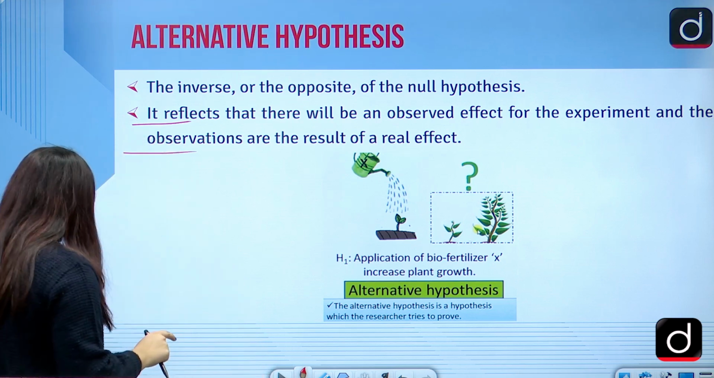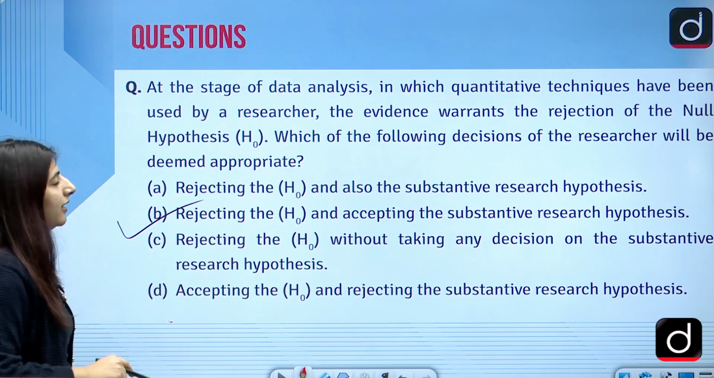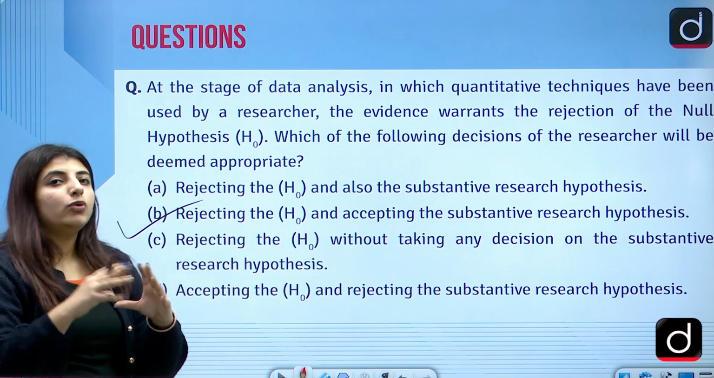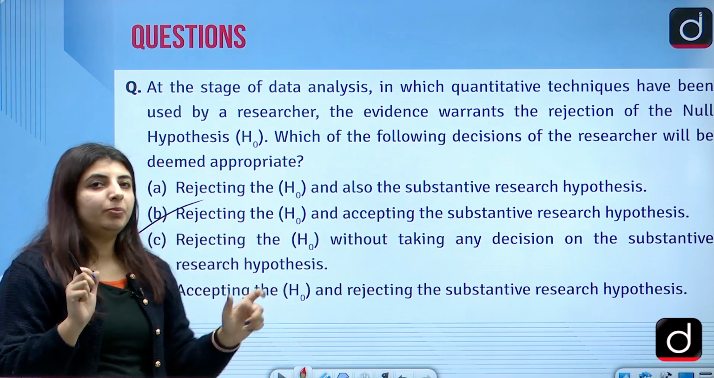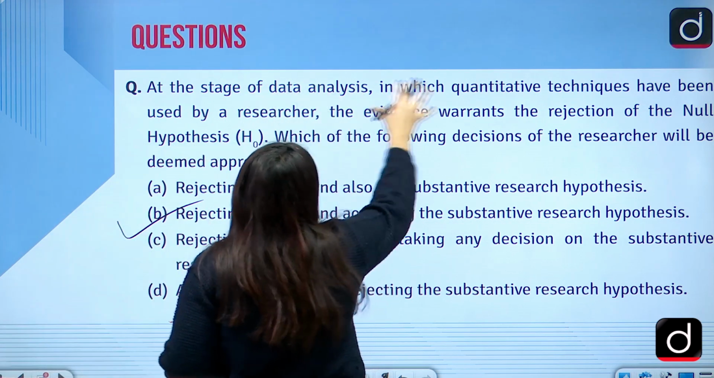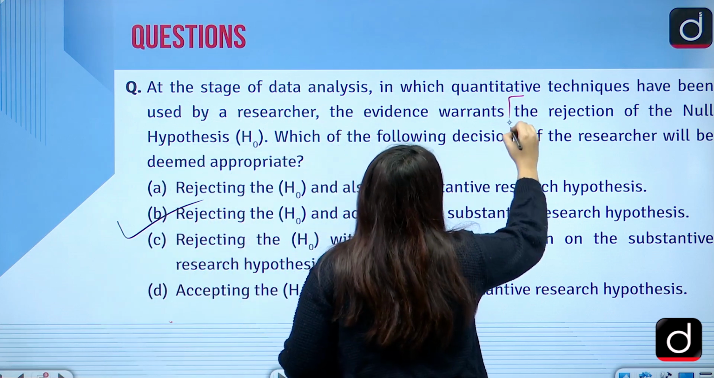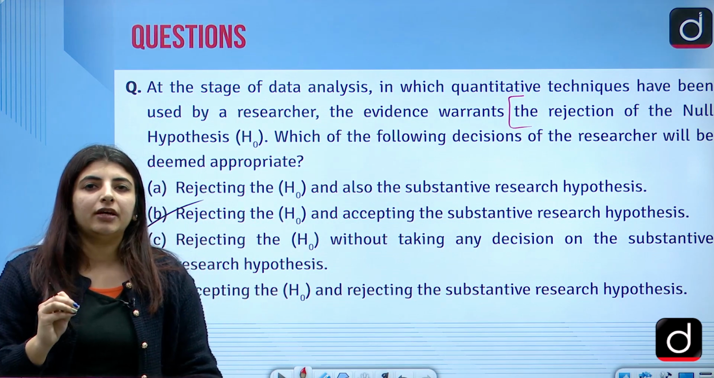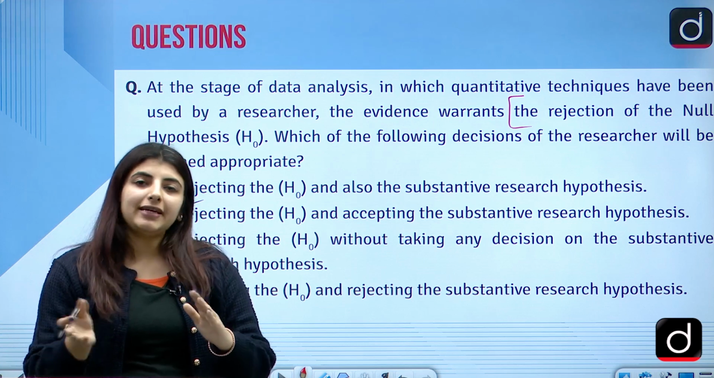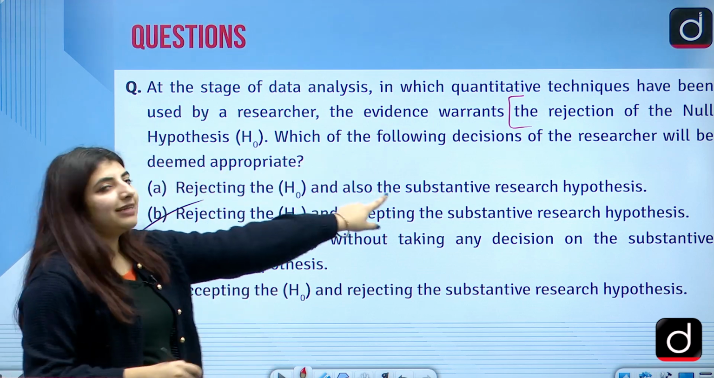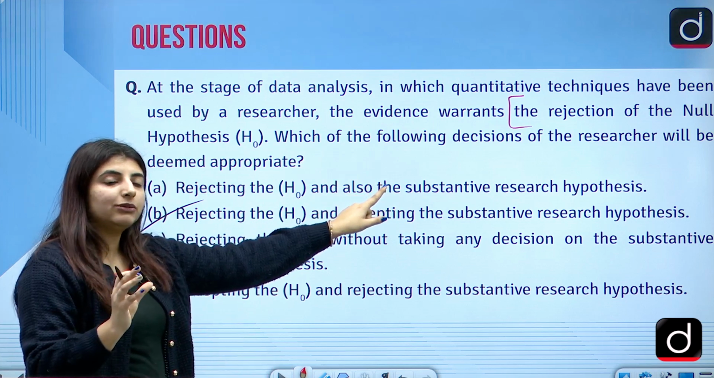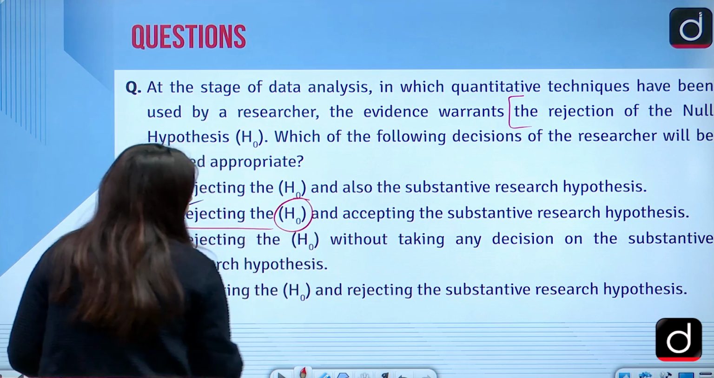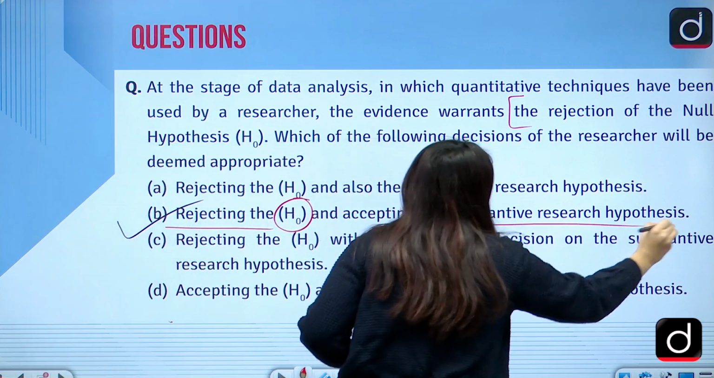So, coming back to the question here again, they will try to give you this much descriptive question because they want to confuse you. So, try to break it down into pieces and see. Here, if we do not even read the first part, we see from here only the rejection of the null hypothesis. So whenever the null will be rejected, the alternative will be accepted, right? And vice versa, right? So if the null is rejected, which type of hypothesis will be accepted? The alternative. So the option that we have here is rejecting the null and accepting the substantive research hypothesis.